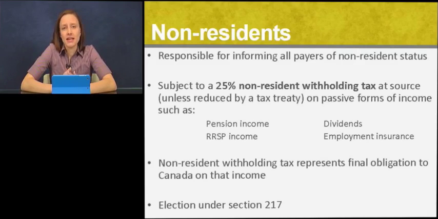Certain types of Canadian income earned by non-resident is subject to a 25% Part 13 non-resident withholding tax, or, if applicable, at the rate that is limited by a tax treaty between Canada and the country of residence. This withholding tax represents a non-resident's final obligation to Canada on that income. The payer will issue Form NR4, Statement of Amounts Paid or Credited to Non-Resident of Canada, which will indicate the gross income and the amount of tax paid on that income.